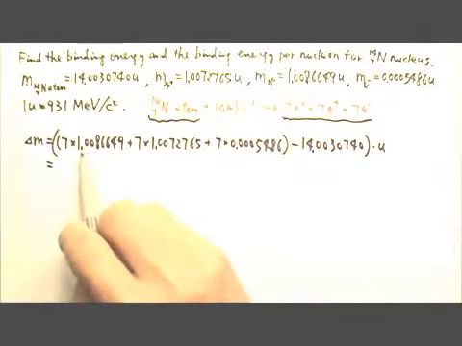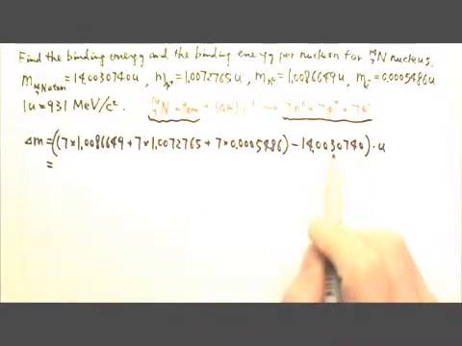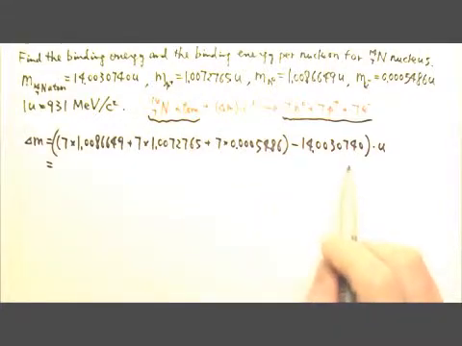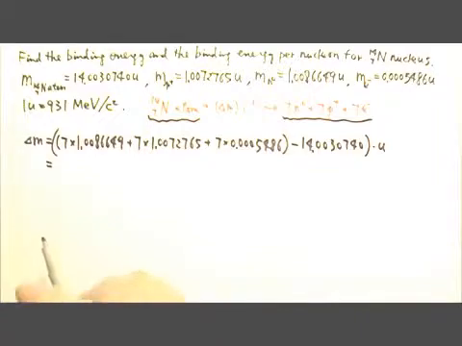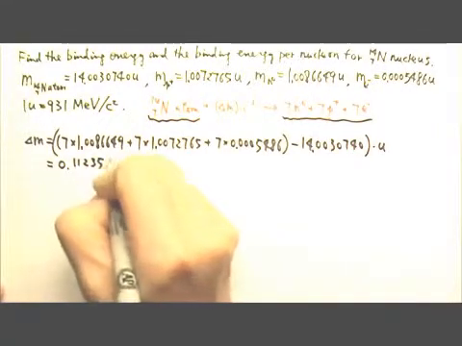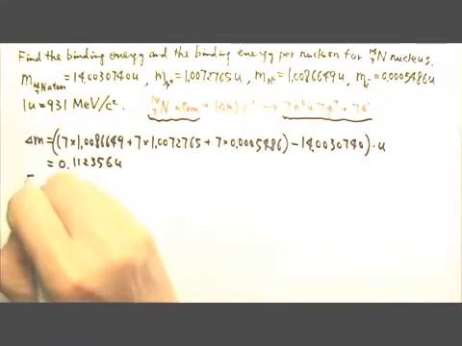It is very important that at this step we do not round any of the numbers, because the numbers are really close. If we round the numbers, we may end up having 0 for the mass defect. So I get 0.112356 U.